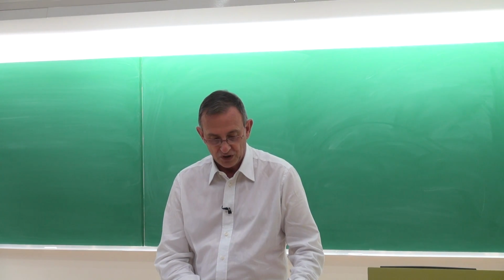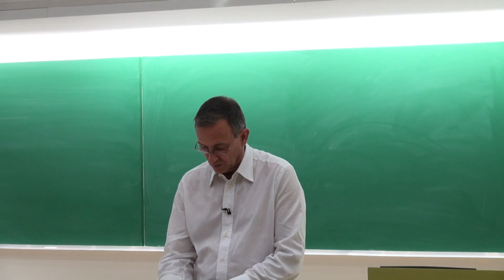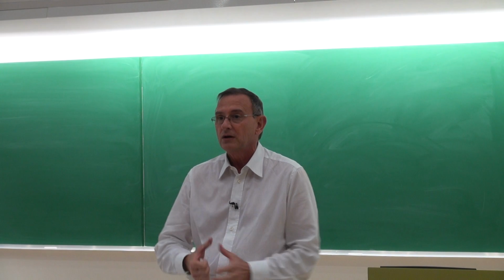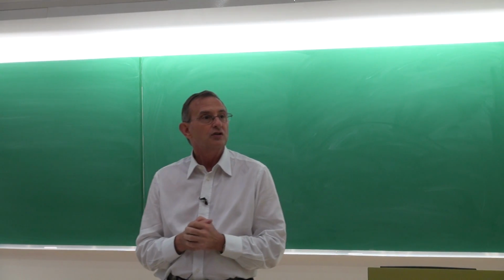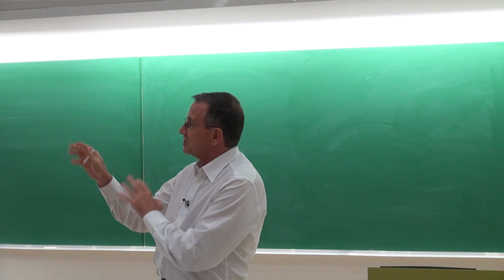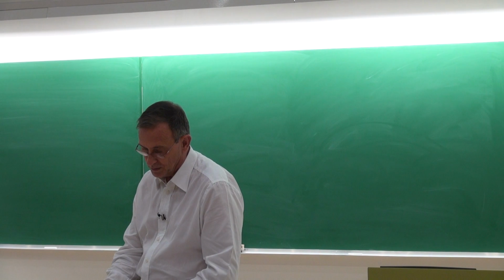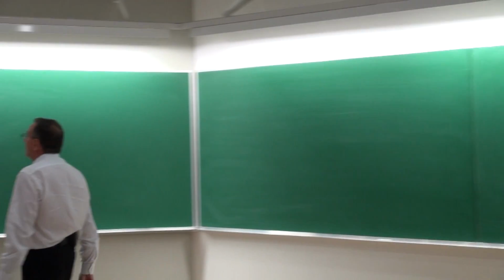Let's continue with chapter 11 on heat exchangers. We are making use of the book of Cengel and Ghajar. Yesterday I started by giving an introduction of the different types of heat exchangers, and then we just started with the concept of the overall heat transfer coefficient U.